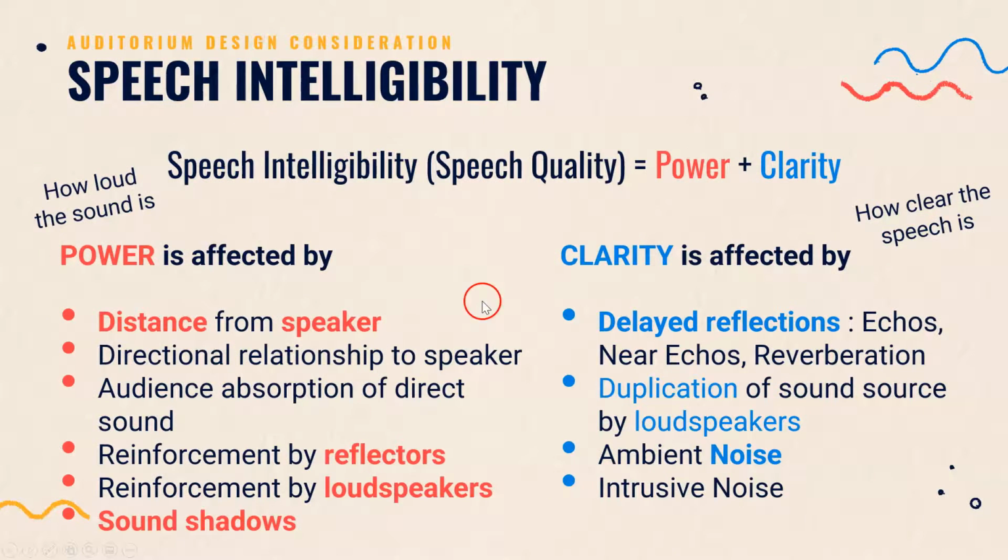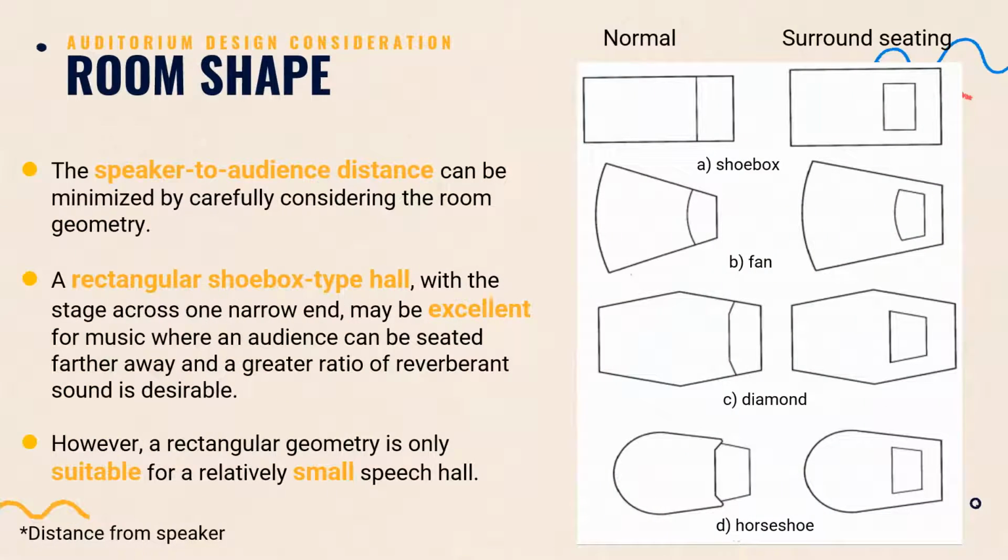So basically, in the next few slides, we want to have a balance of this. Depends on the function of the room. Okay. Now, room shape. How this affects sound. Room shape influences acoustic design. By designing using fan shape, for example, more audience can sit nearer to the speaker at stage, compared to if this one is box, okay, shoebox shape.